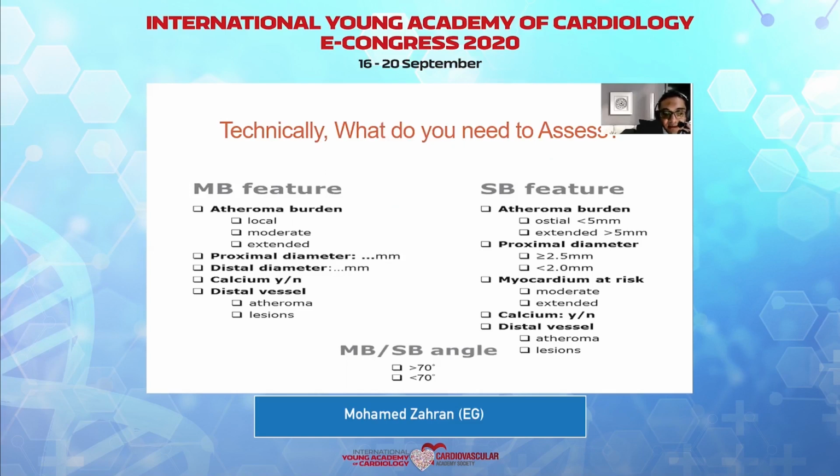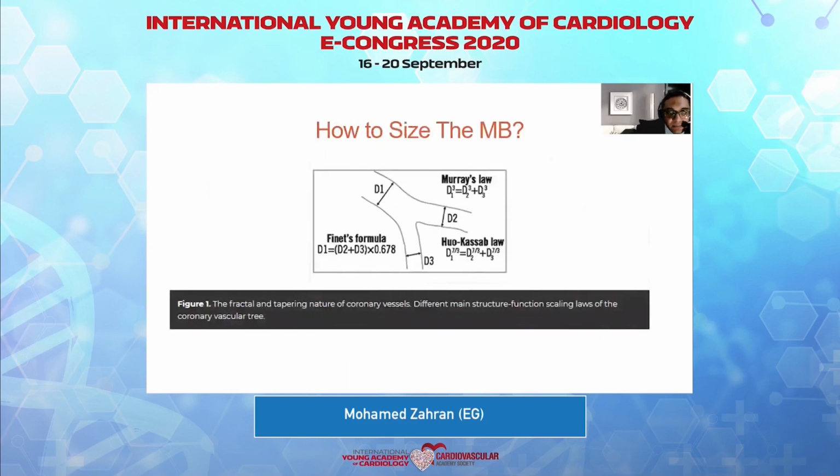Regarding the angle, it's very important to recognize the angles that are less than 70 degrees versus the angles that are more than 70 or closer to 90 degrees, because there are some favorable techniques according to the angle. And then after that, you need to assess the sizing of the vessel.